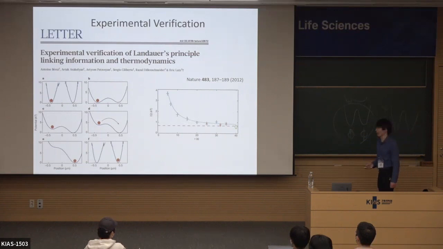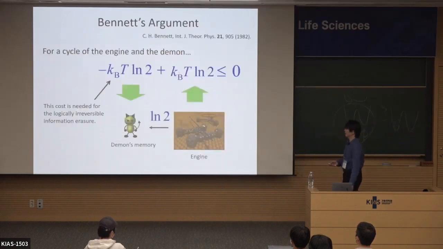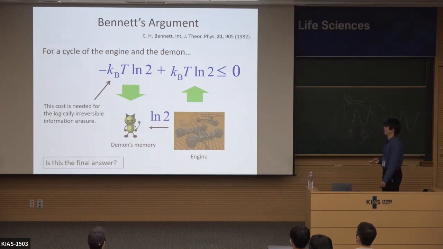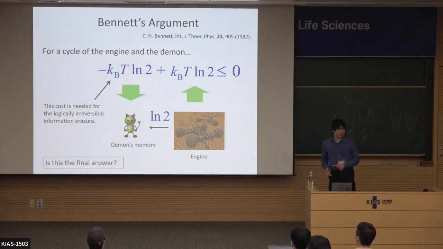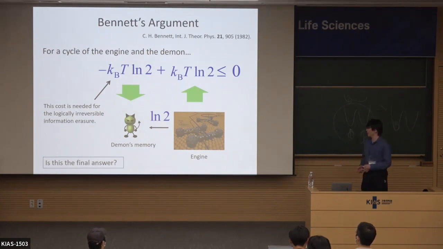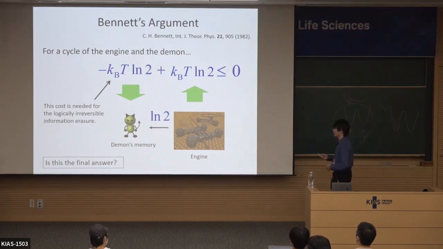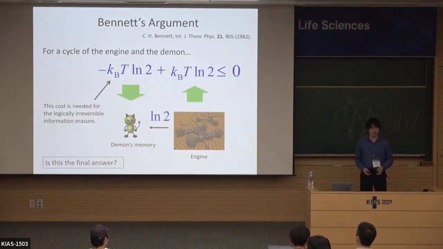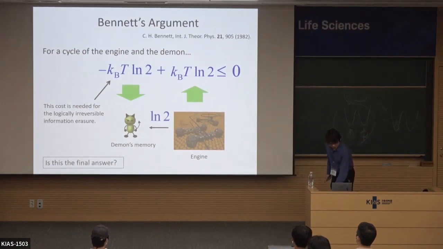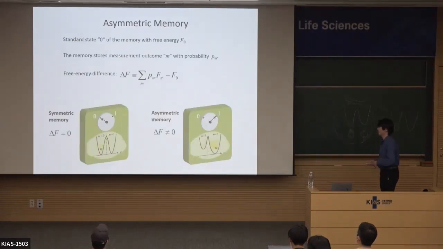Okay, so now it looks very good to have the resolution of the paradox of Maxwell's demon based on Landauer's and Bennett's argument. But again, this is a very old argument based on a thought experiment like this. So now we can formulate more general information processing based on modern thermodynamics. So my question is, is this indeed the final answer, or do we have a more general or more rigorous formulation of information thermodynamics?